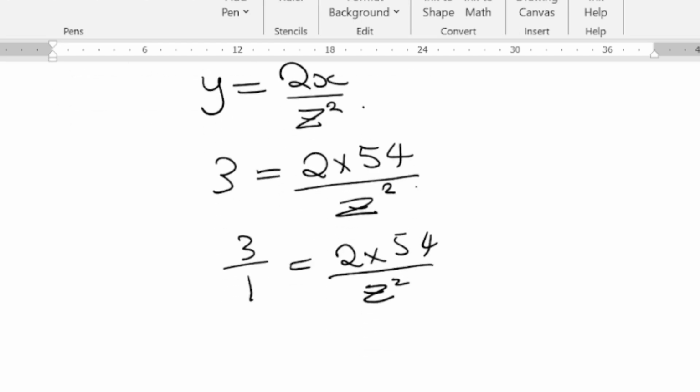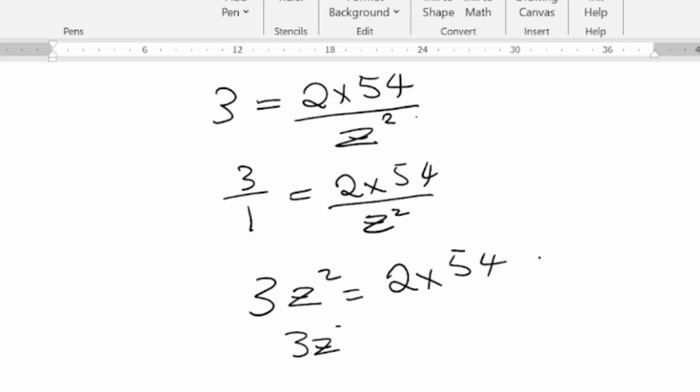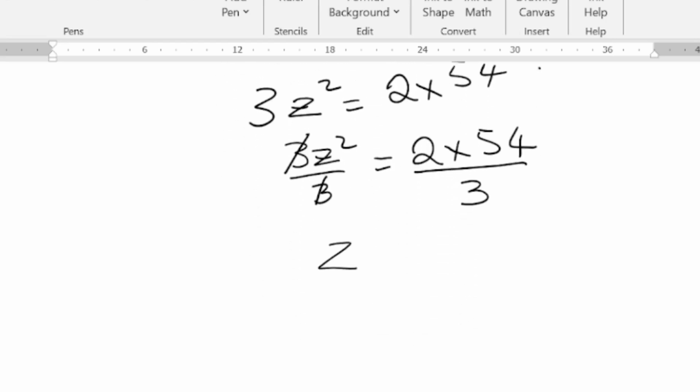Now, some people might say, but why aren't you simply multiplying the 54 times 2? Don't worry. You need to maintain it in such a way that it's in simpler form for you to easily calculate. Remember, this is paper 1. So when we multiply these, we have 3z squared is equal to 2 times 54. And then we divide by 3. So 3z squared divided by 3 is equal to 2 times 54 divided by 3. This and that we divide. So we get z squared is equal to 2 times 54 divided by 3.